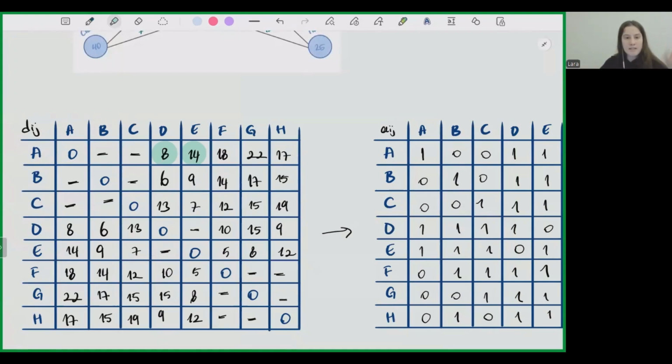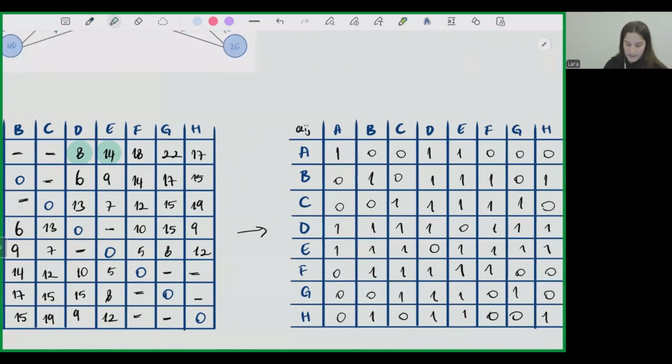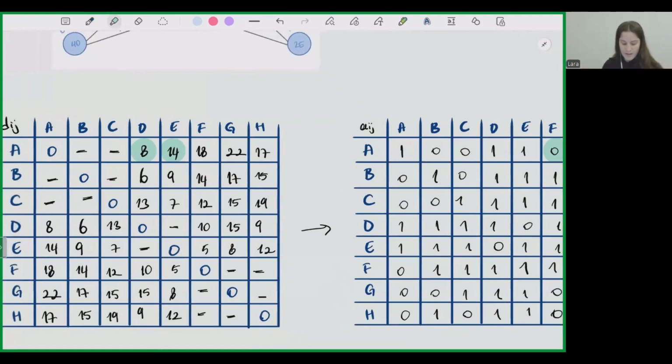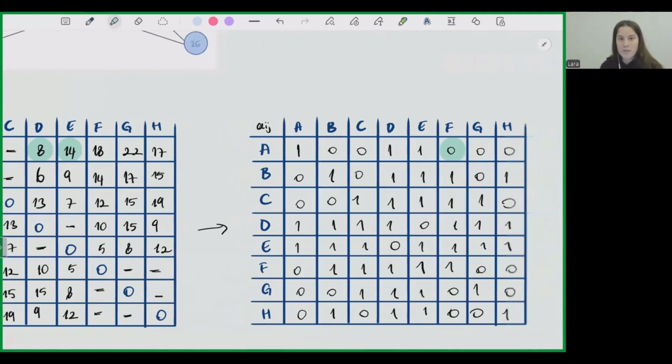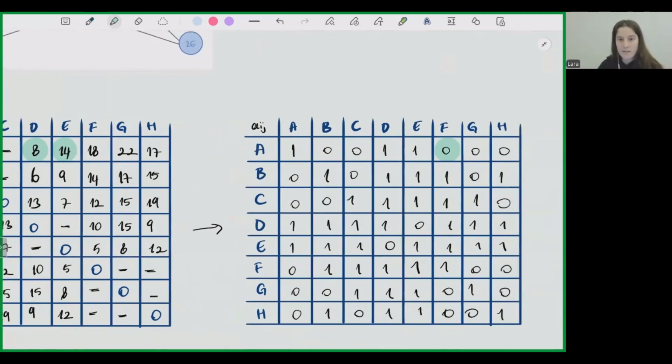From A to E, it's 14 units of distance, again less than 15, so I can include that. But from A to F, it's 18 units of distance. So as you can see here, in the AIJ matrix, A to F, I have given it a 0, because I cannot cover that, because it's more than 15. Same for G and H, 22 and 17, more than 15, so I cannot cover it.